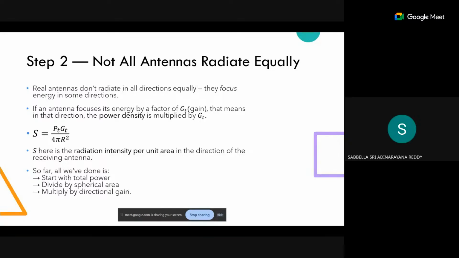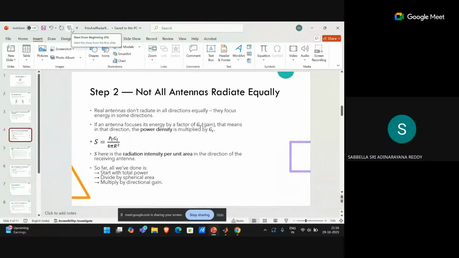But that is an ideal case; in a practical case, it is not going to happen. The antenna is going to have a directivity. It will radiate more power in one direction and maybe less power in another direction. So it is going to vary, right? So we are going to multiply this power density with GT, where GT is the directional gain. If we take an example, I have a MATLAB simulation.